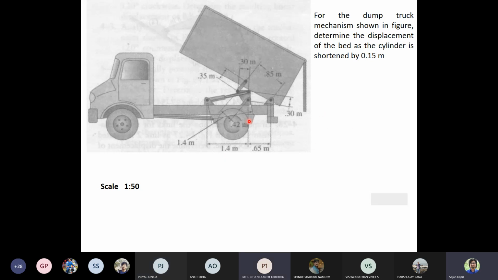Yes, sir. How many ternary links are there? Sir, 2. Two. Very good. Okay, now you tell me, Ritu, what should be the scale? So scale should be 1. So you took 1:50. That is fine.